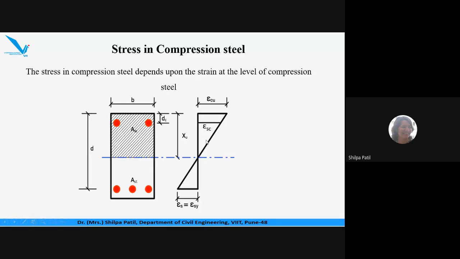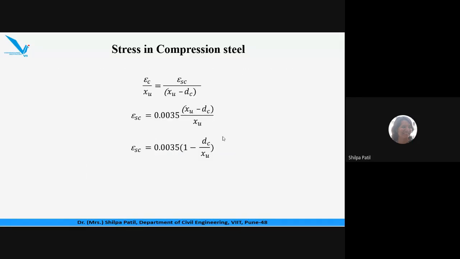To find FSC, we have made use of this strain diagram in which there are two similar triangles. This is the bigger triangle and this is the smaller triangle. Both these triangles are similar. So by making use of the concept of similarity of triangles, we have written these equations. We have expressed the strain in compression steel, epsilon SC, in terms of DC and XU. So we obtain this formula: 0.0035 into bracket 1 minus DC upon XU.